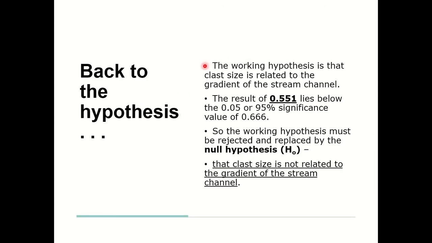I won't keep you in suspense. Our working hypothesis was that pebble size is related to the gradient. The result of 0.551 lies below the 95% significance value of 0.666. Therefore, we must reject our working hypothesis and accept the null hypothesis that class size, remember that means pebble size, is not related to the gradient of the stream channel. And we have then analysed that hypothesis. Okay.